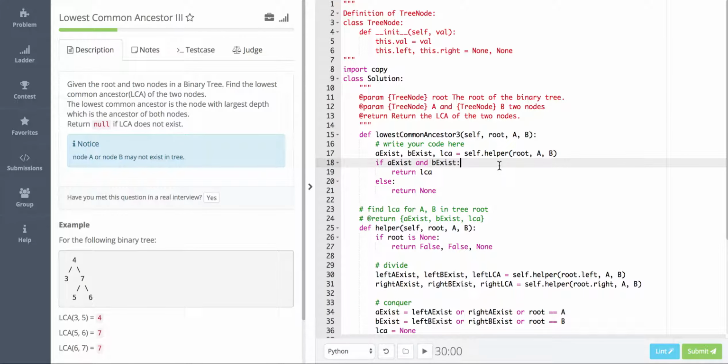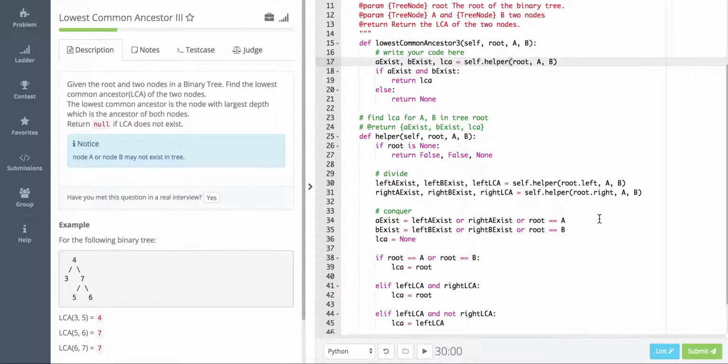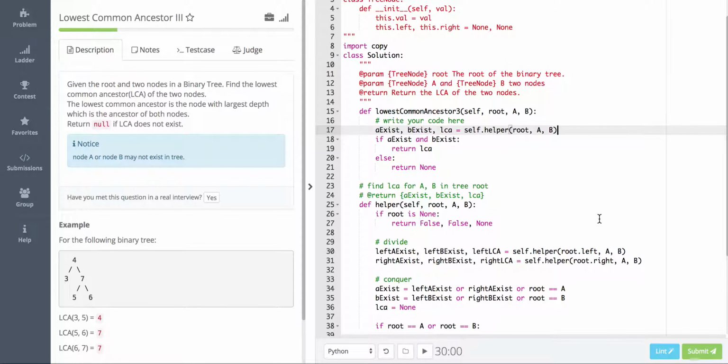Actually, everything else is the same. We just need to add that validation part to check if A and B exist. So the difficulty level is a little bit higher, but not that difficult. So let's look at this program to see how we do it.